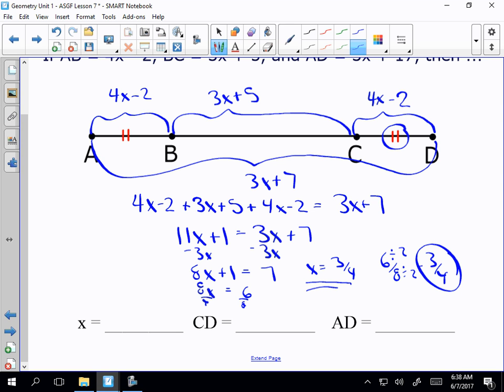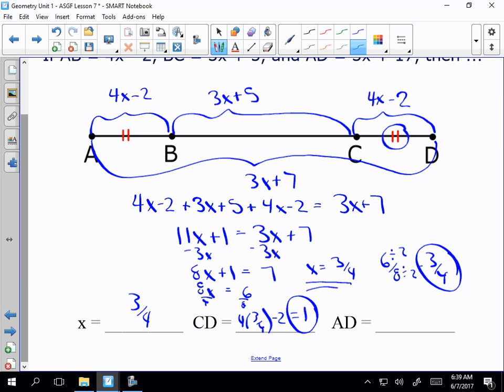Okay, once we have that piece, then we can go through and solve for what we're looking for, solve for those final situations. Okay, so x equals 3/4. If I'm looking for CD, okay, 3/4 times 4 minus 2. Okay, so 3/4 times 4 is 12/4. 12 divided by 4 is 3. 3 minus 2 equals 1.